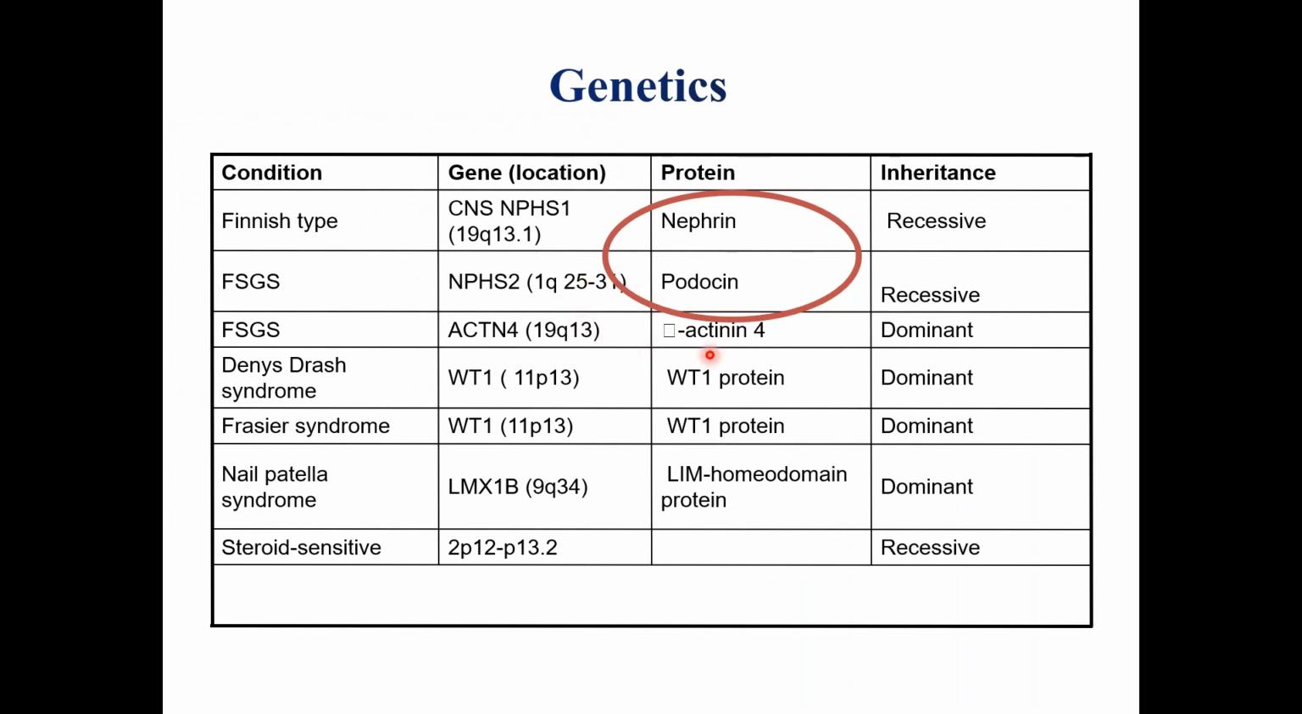And if you look at the commonest of them, being the Finnish variety of nephrotic syndrome, which is inherited autosomal recessively, the gene for this is located on chromosome 19, and this gene codes for the protein nephrin, and any abnormality of this results in the occurrence of nephrotic syndrome within the first 3 months of life.